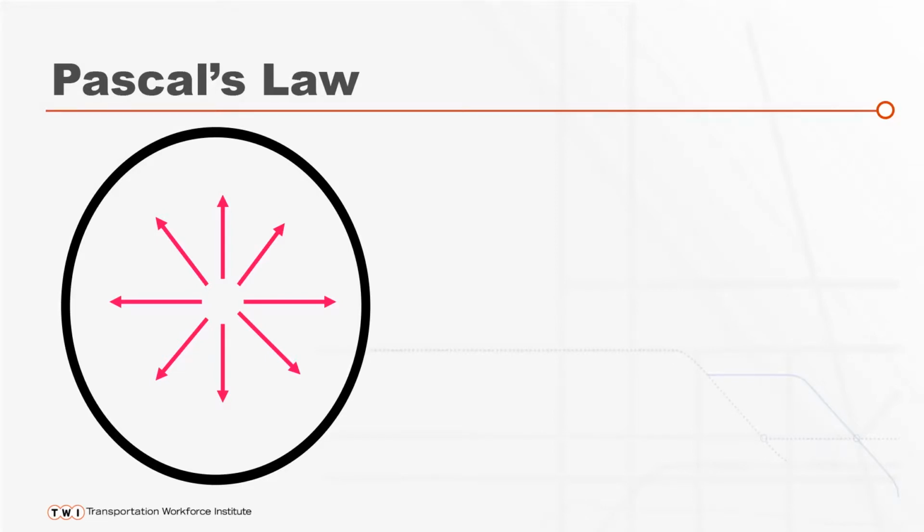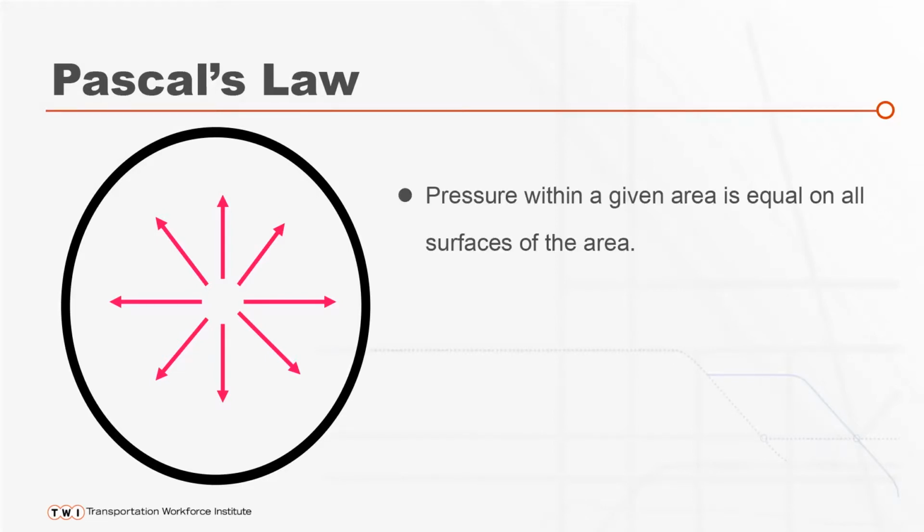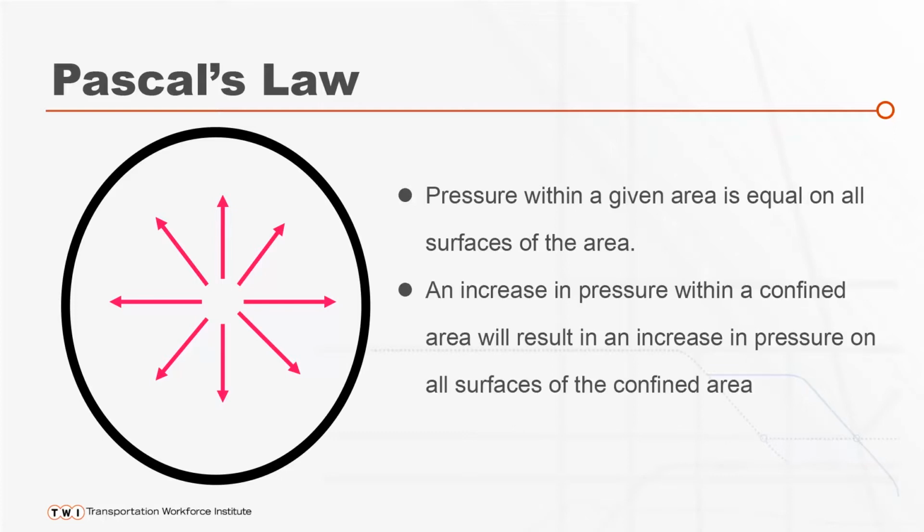Pascal's law. Pascal's law says pressure within a given area is equal on all surfaces of the area. An increase in pressure within a confined area will result in an increase in pressure on all surfaces of the confined area. In other words, as we increase pressure in, for example, the room you're in, the pressure is going to increase on all the surfaces of the walls, you, the table, anything that happens to be in that room. So, keep in mind with Pascal's law, there are no high and low pressure areas. Anytime in the air brake system we increase pressure on all surfaces of the area.